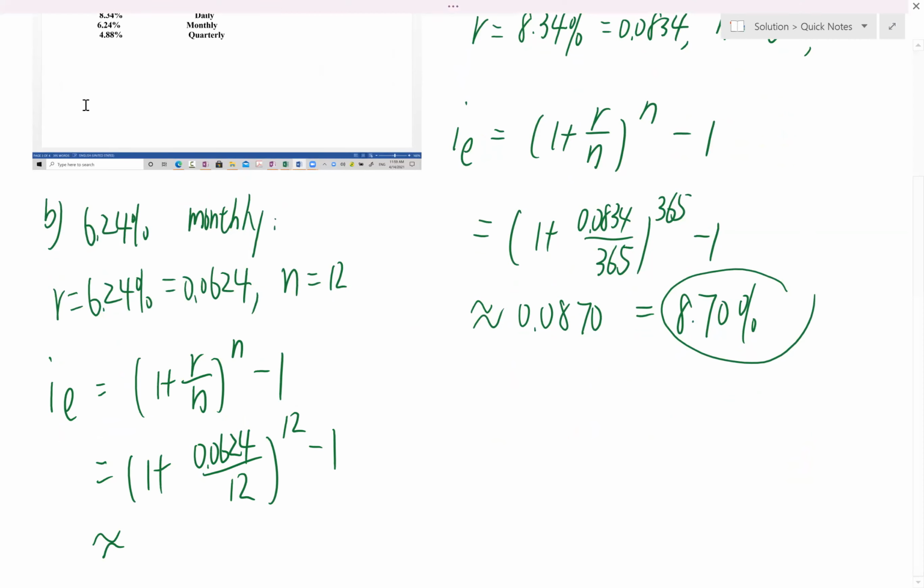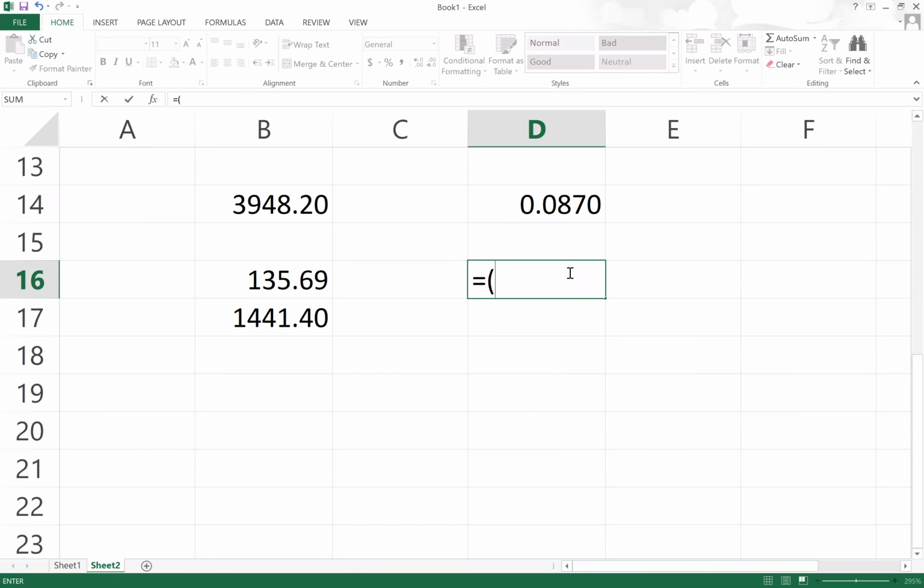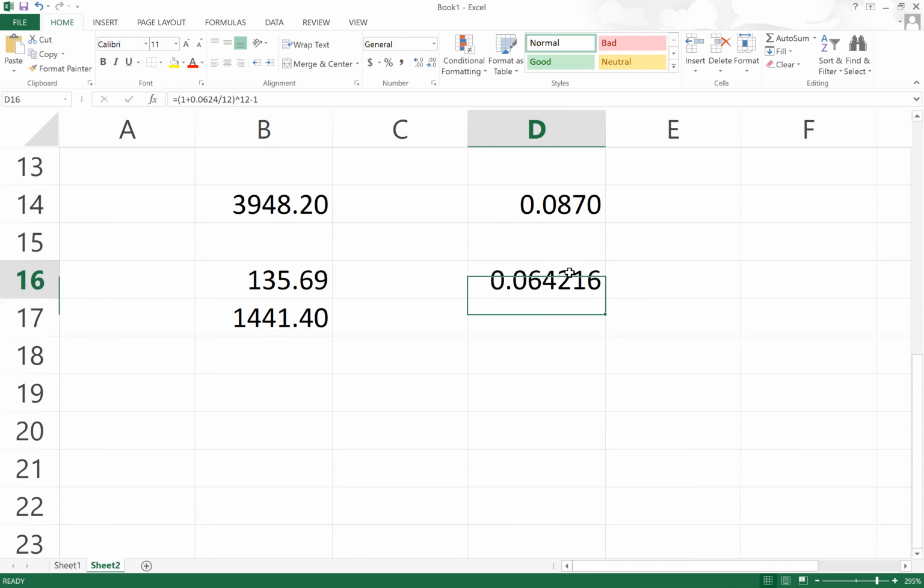And let's see what that is. So equal to 1 plus 0.0624 over 12, raised to the 12th power, minus 1. Okay. Have a proper input. Now good to go. Enter, 4 decimal places, 0.0642.